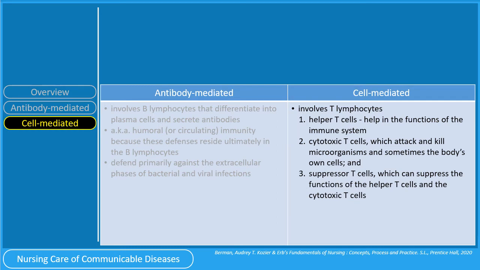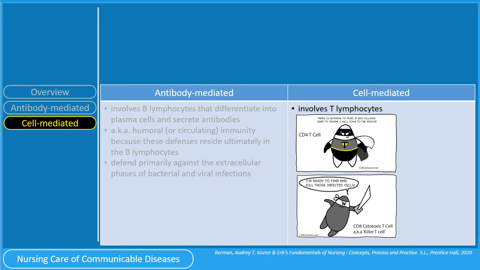There are three main groups of T cells. One, helper T cells, which help in the function of the immune system. Two, cytotoxic T cells, which attack and kill microorganisms and sometimes the body's own cells. And three, suppressor T cells, which can suppress the function of the helper T cells and cytotoxic T cells and keep the immune system from becoming overactive.